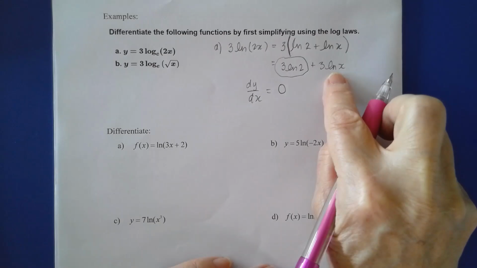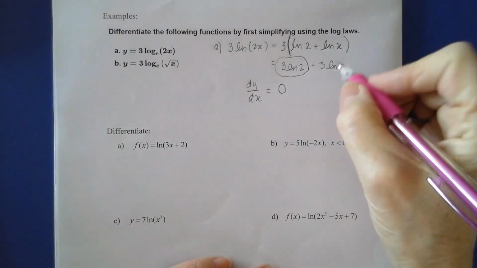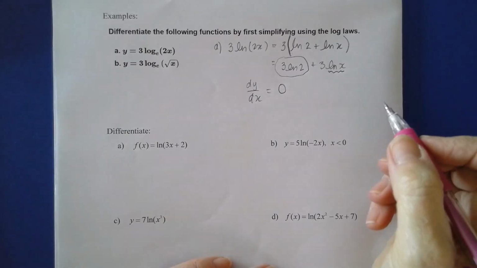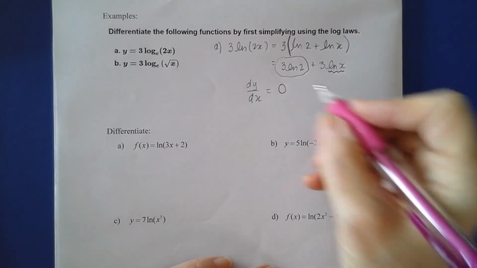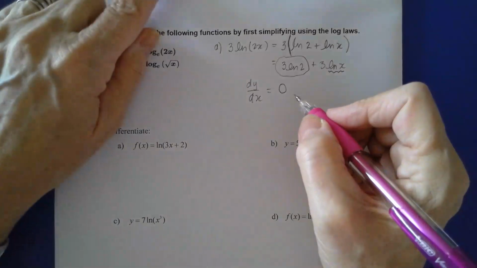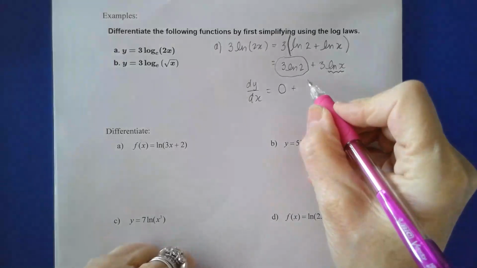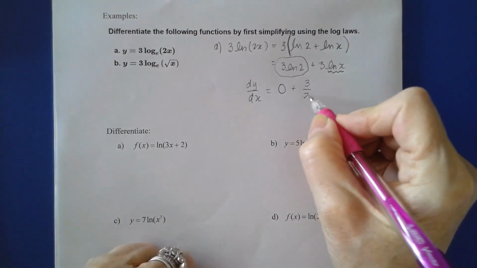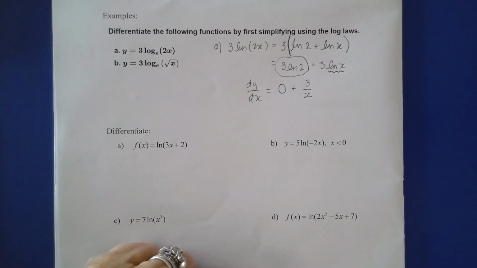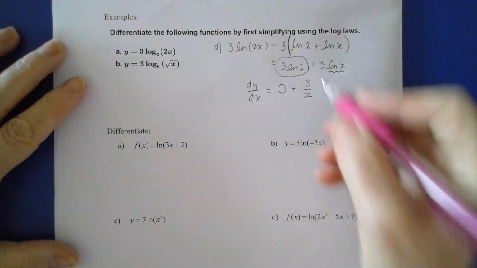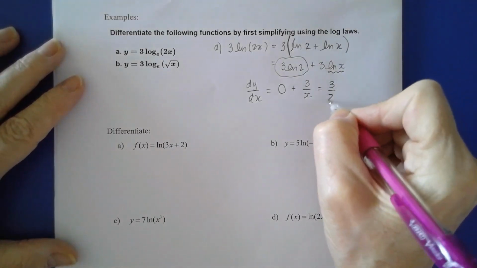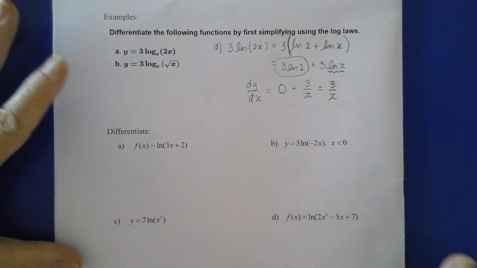Here's the one that has the variable. And what's the derivative of ln x again? Look up. Look up. What is it? 1 over. Yeah, so it's 3 over x. It's 3 times 1 over x. So I've got to know that rule of ln x is 1 on x. So this is just 3 on x. Okay, now what if I didn't use that?